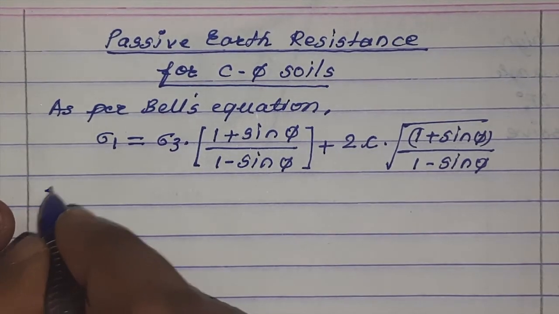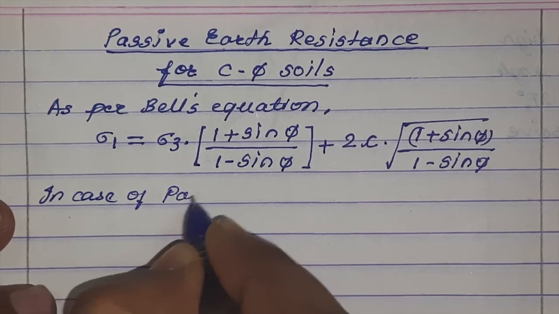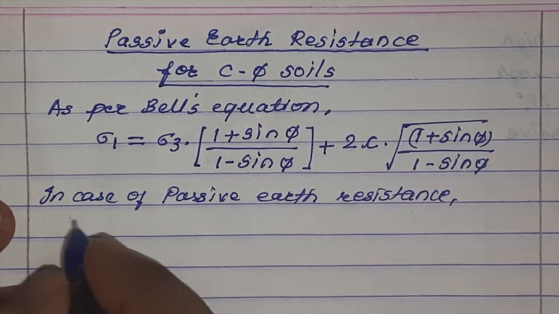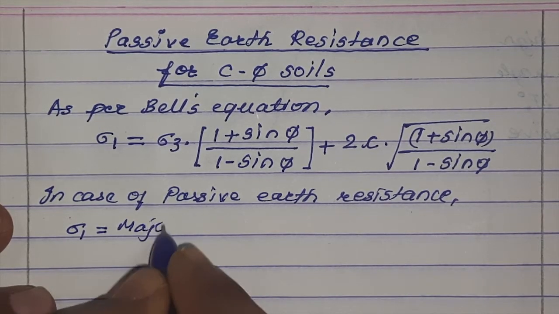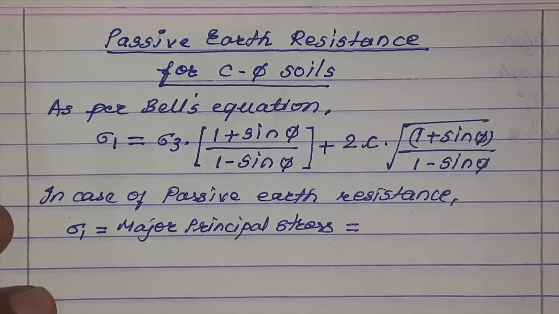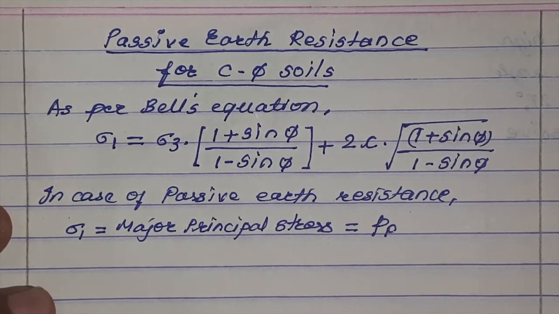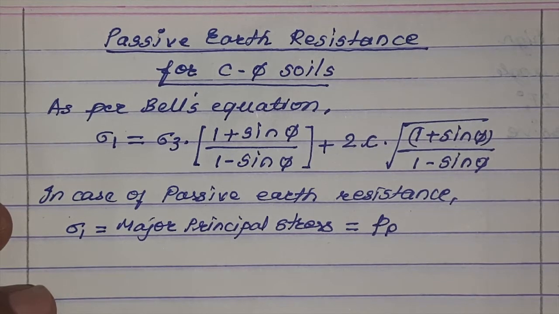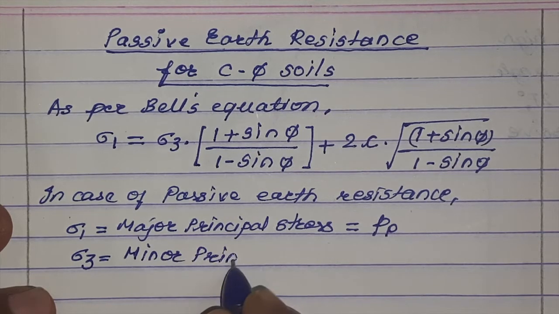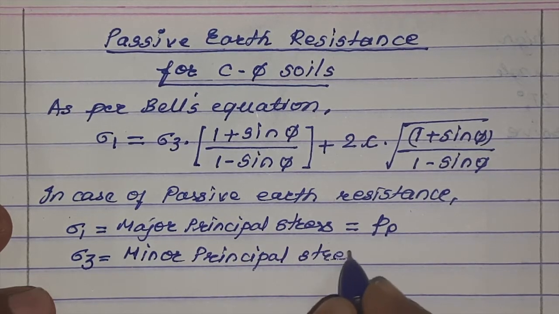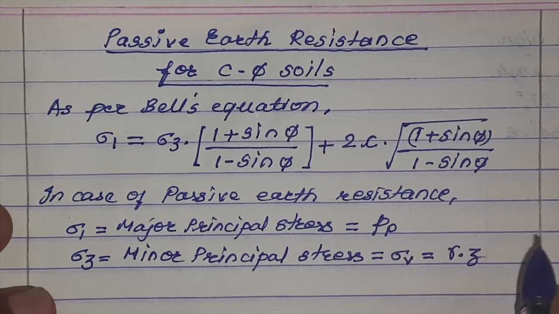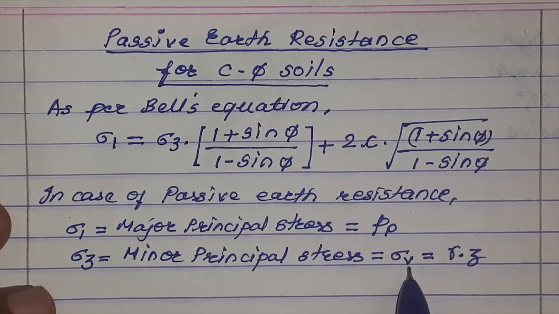Okay, now in case of passive earth resistance, sigma 1, which is the major principal stress, is equal to the lateral pressure, that is Pp, or horizontal pressure Pp, and sigma 3 is the minor principal stress, which is equal to sigma V, that is the vertical pressure, hence gamma multiplied by Z, where Z is any depth at which we are calculating the vertical pressure.